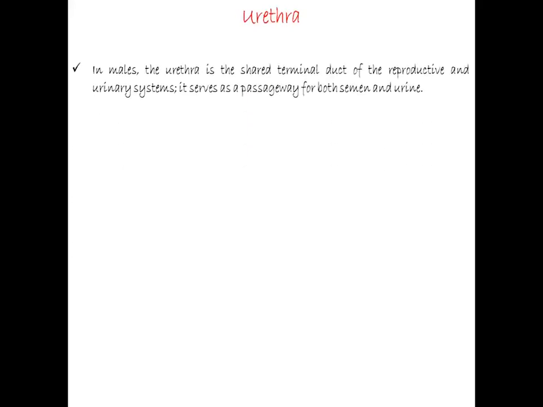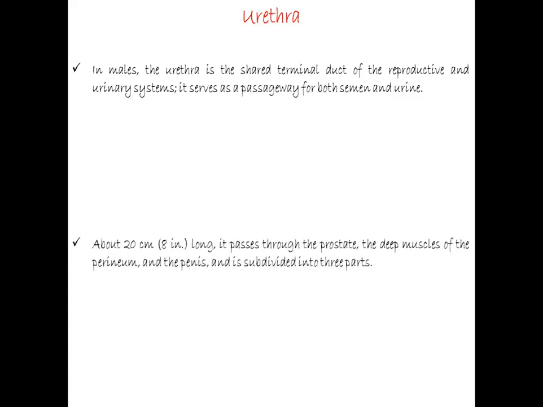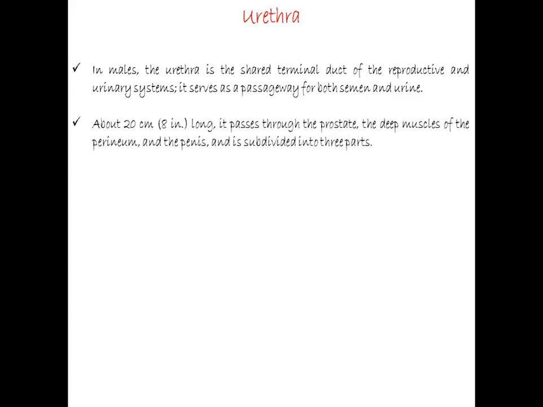Next one is the urethra. In males, the urethra is the shared terminal duct of the reproductive and the urinary systems. It serves as a passageway for both the semen as well as the urine. It is about 20 centimeters long. It passes through the prostate, the deep muscles of the perineum and the penis, and it is subdivided into three parts. The prostatic urethra is 2 to 3 centimeters long and passes through the prostate.